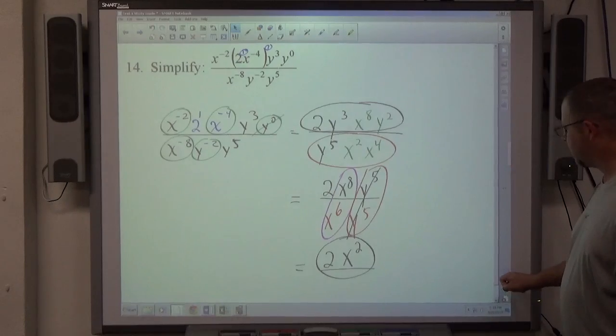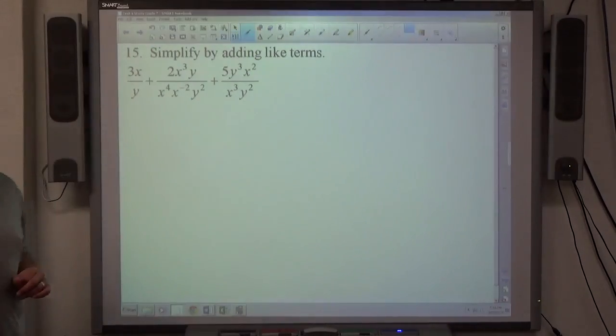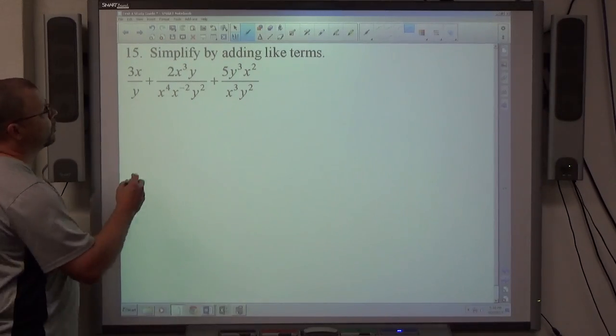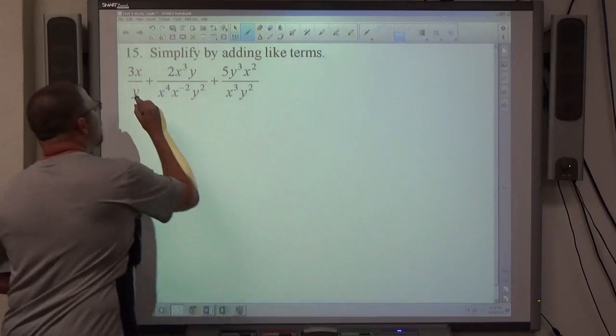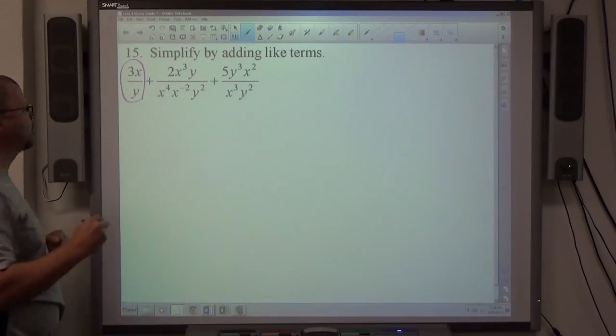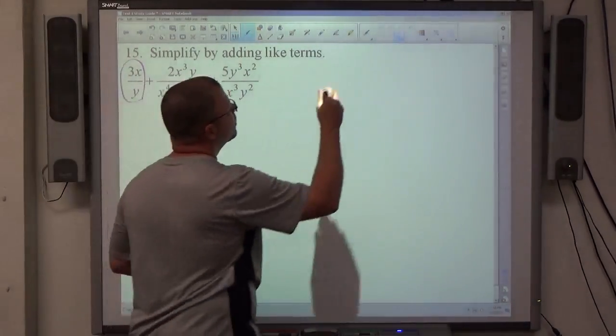Finally, number 15. Simplify by adding like terms. Once again, simplify each term first, then carry out the algebra that you're supposed to do. So, 3x over y is what simplified looks like. There's one x, there's one y, the powers are positive. So that one's behaving itself, ready to go.